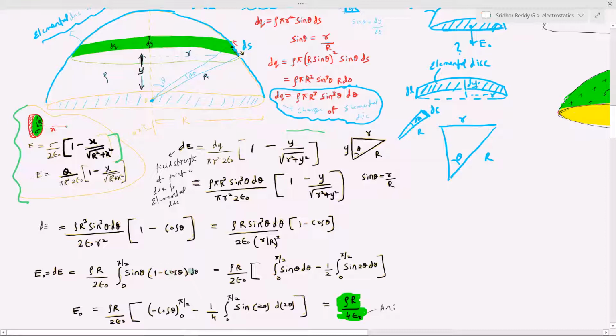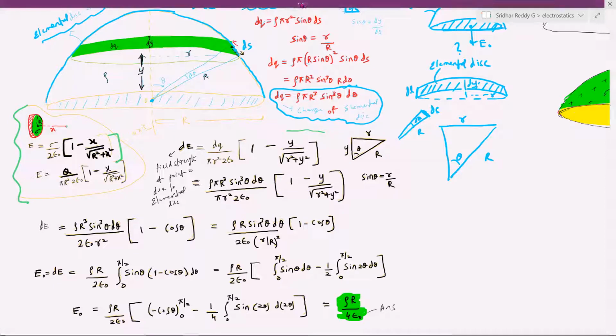So I'll adjust 1 by 2 here, 1 by 2 and 2. So 2 sine theta cos theta will become sine 2 theta. Then substituting and applying the limits, finally we end up with the answer rho r by 4 epsilon naught. So the electric field due to a solid hemisphere should be equal to rho r by 4 epsilon naught.